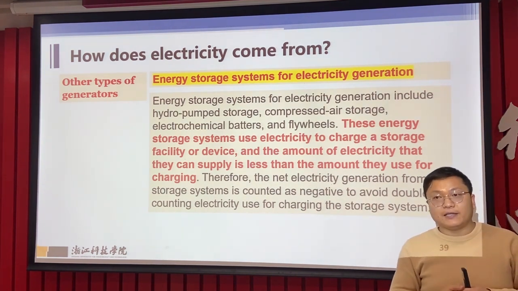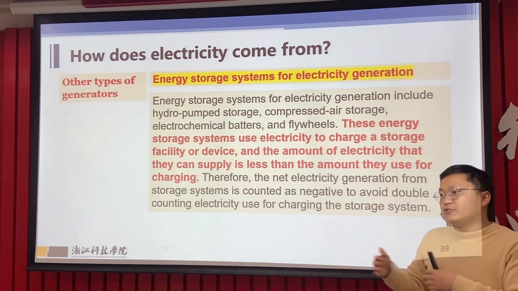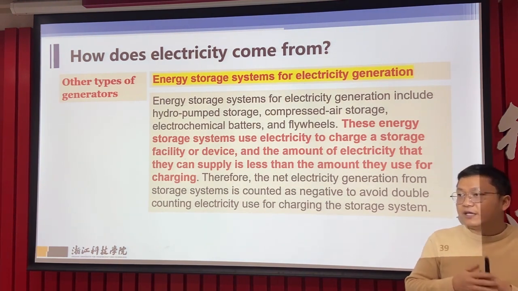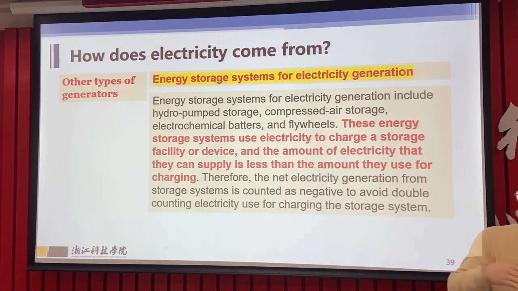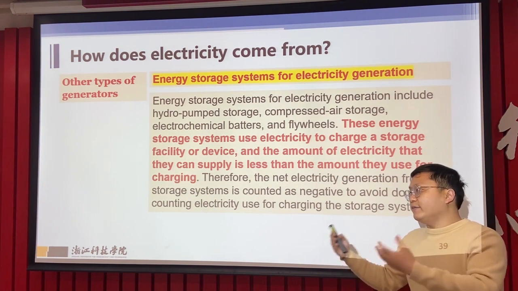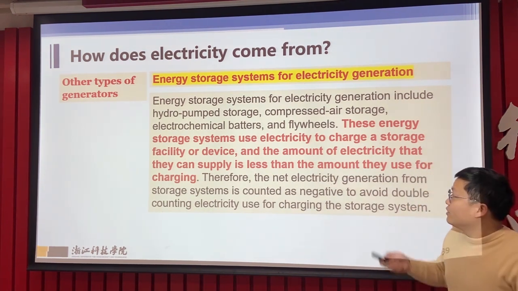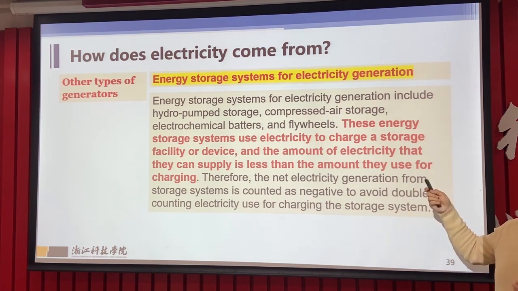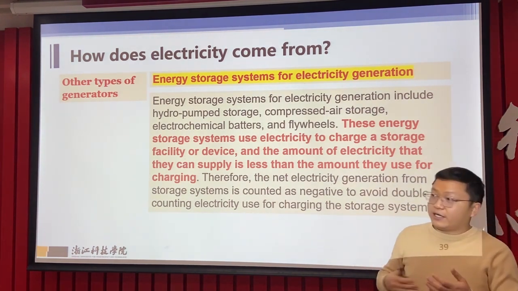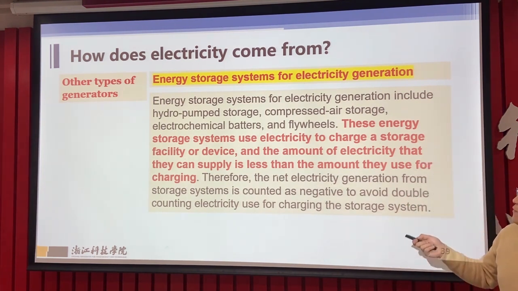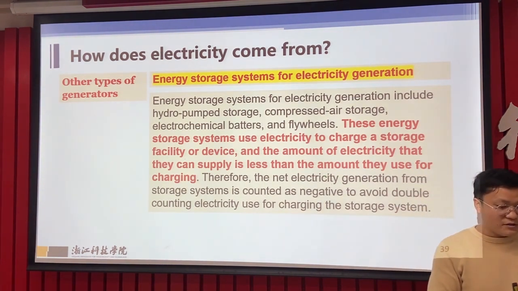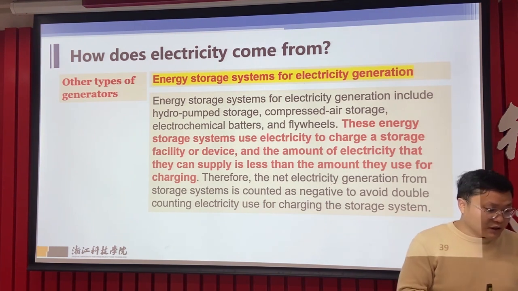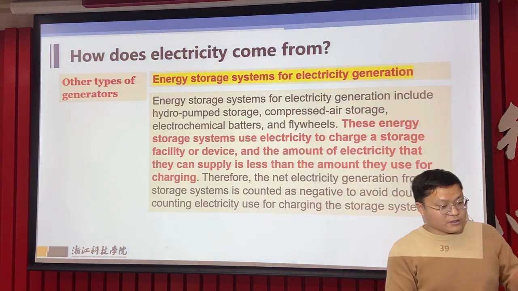Just as we said, when we don't need that much electricity in the society, we can introduce the electricity to the storage systems. And when we need more electricity than the generation amount, we will use the storage system to produce electricity, and then we can have more electricity. Therefore, the net electricity generation from storage systems is counted as negative, to avoid double counting electricity used for charging the storage systems.